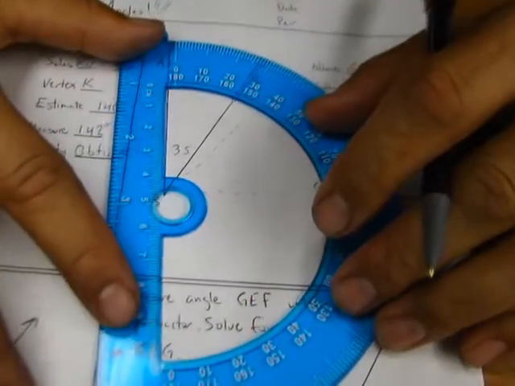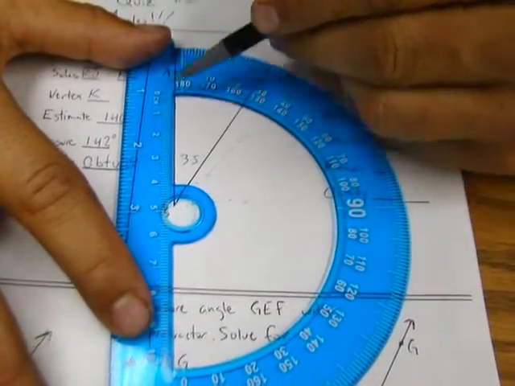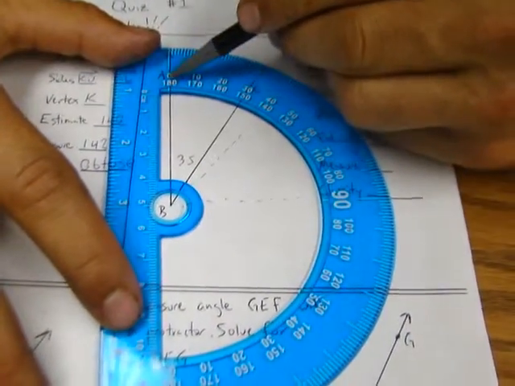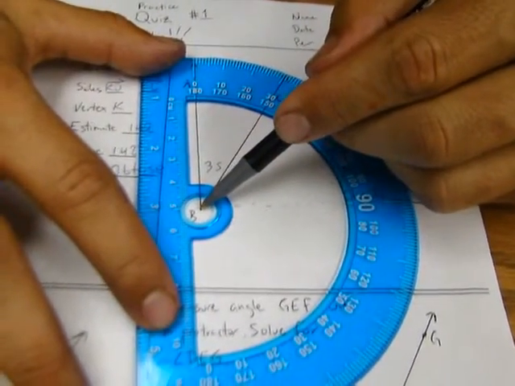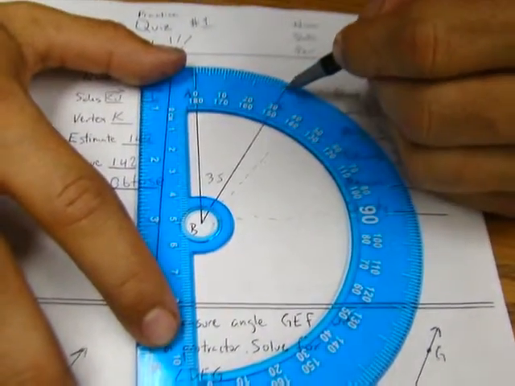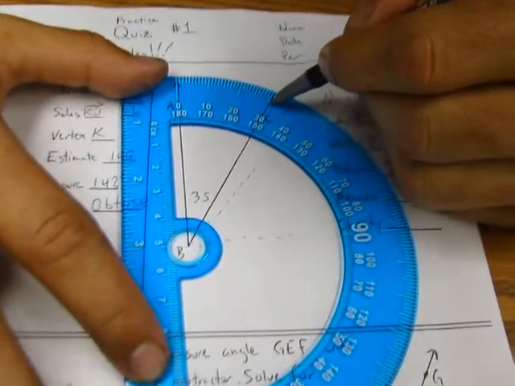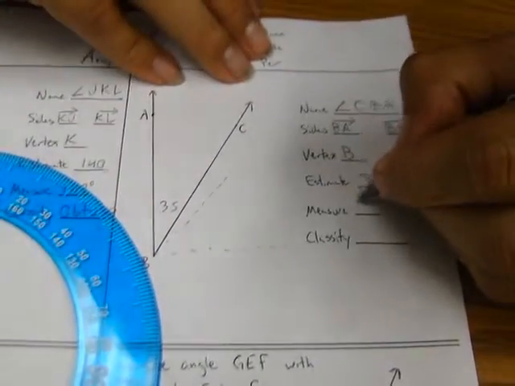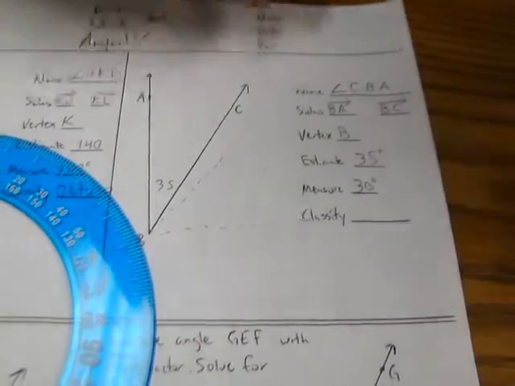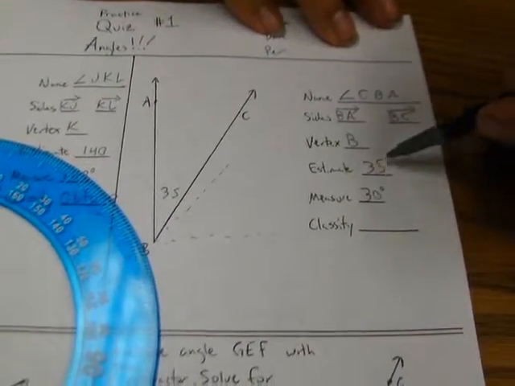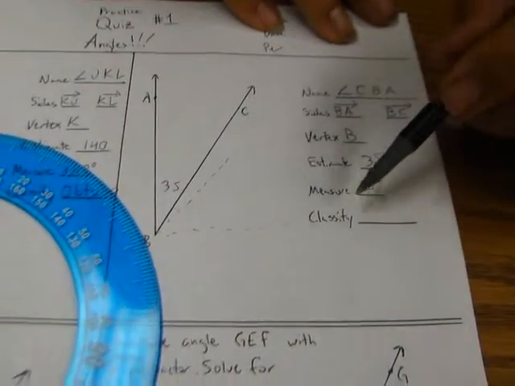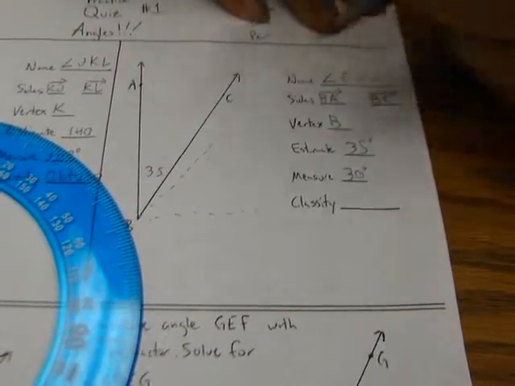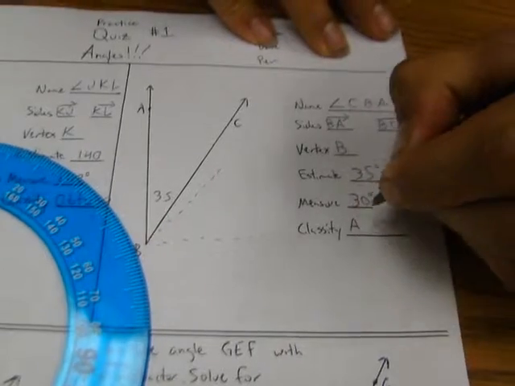Now we get to measure. And again, I've got to line up one side of the angle with the 0. Put the vertex right in the middle of the hole and then look it up. And it looks like what we've got here is about 30 degrees. So my estimate was 35. The actual measurement was 30. My estimate is good enough. I'm off by 5 degrees. That's close enough.